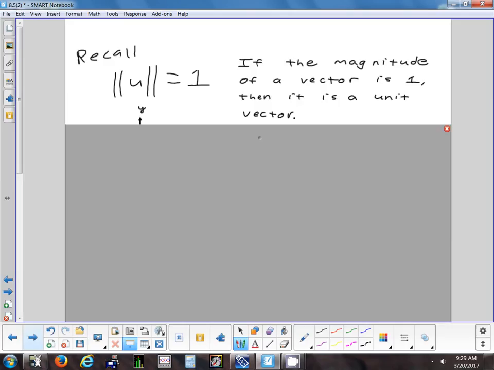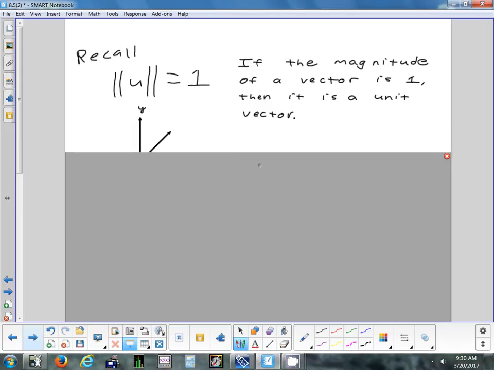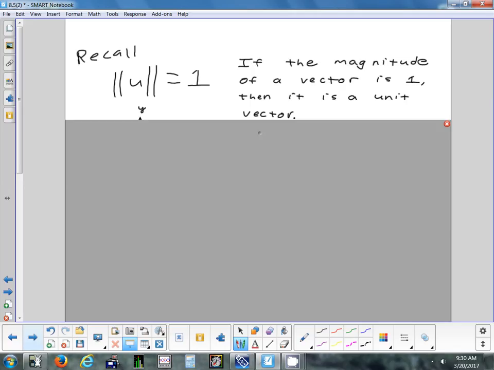All right, so next thing we're going to look at is how can we take a vector that we're given and turn it into a unit vector. Okay, so just as a reminder what a unit vector is, if the length of a vector is 1 unit long, then it's a unit vector. So if I have a vector that's too long and I want to turn it into a unit vector, what that means is I don't want to change the direction of it. I only want to do one thing.